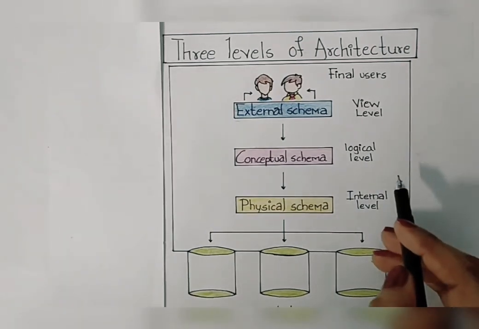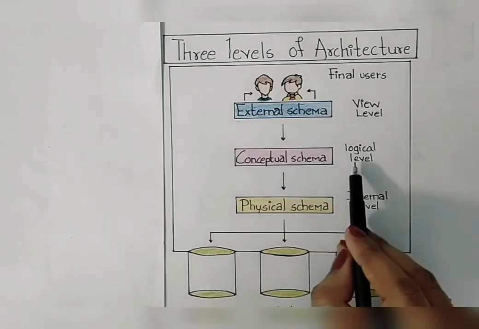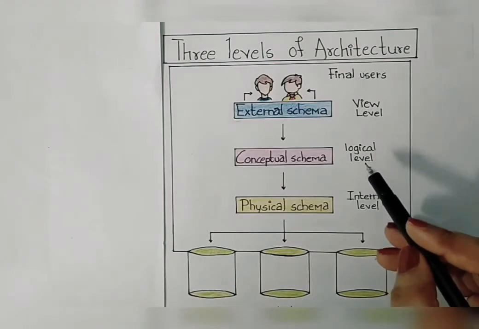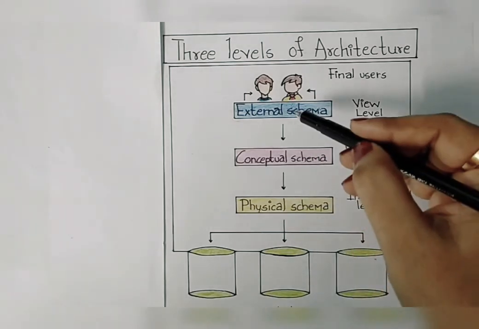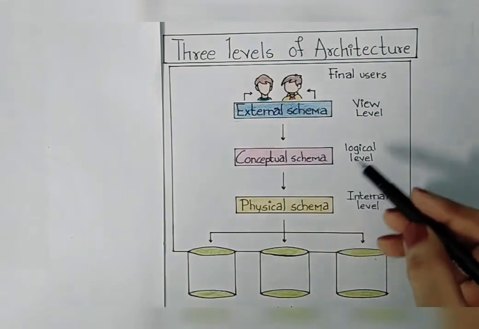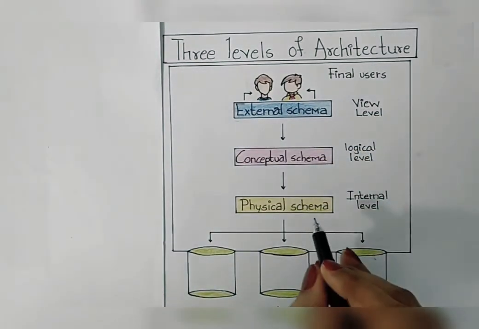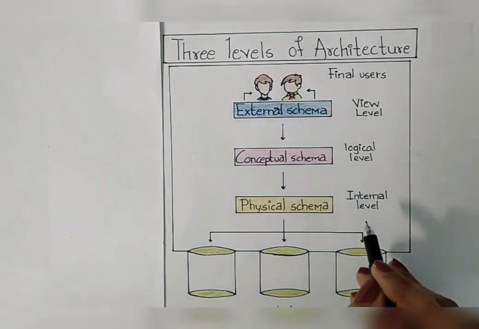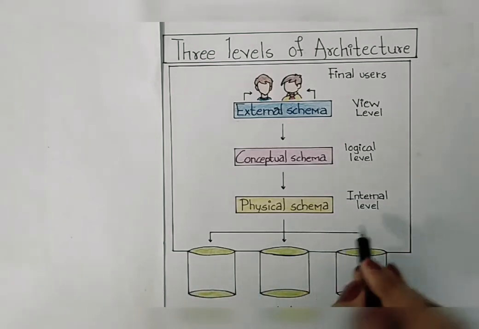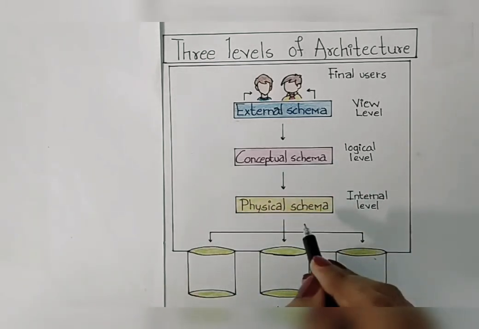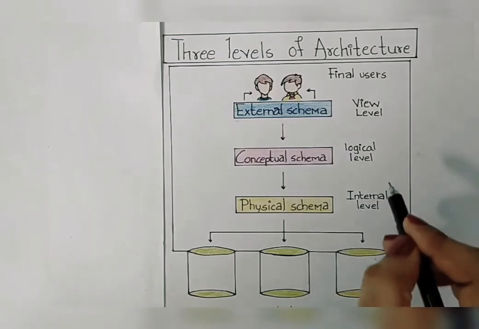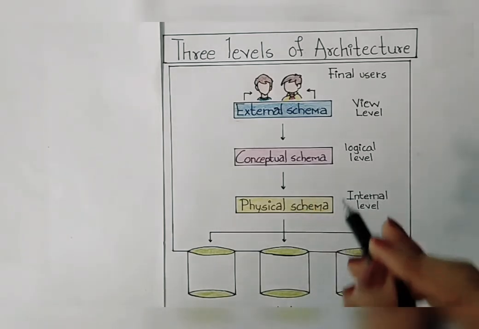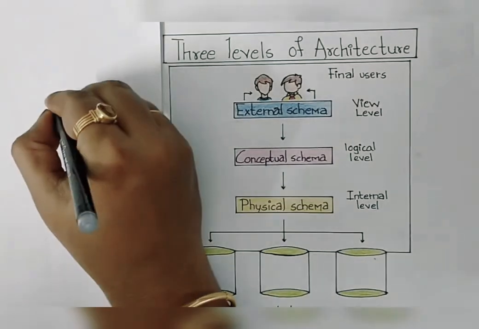The second level in this architecture is conceptual schema, or you can call it as a logical level. This level resides in between physical schema and external schema. So what this level does, it provides the logical view of the database. What do you mean by logical view? Suppose you want to create actual database, then you have to first provide the logical concept of that database. This logical schema is provided by using ER diagram.